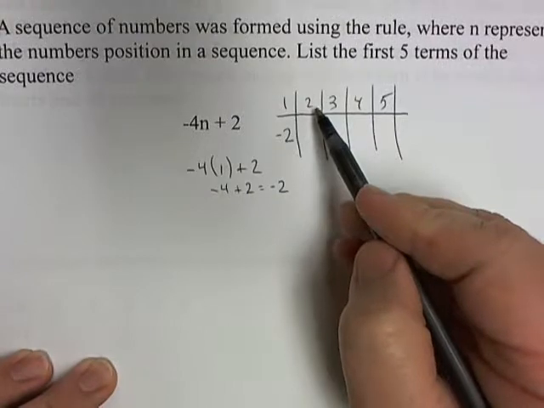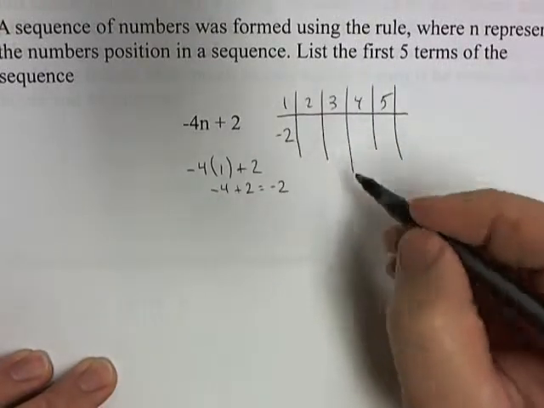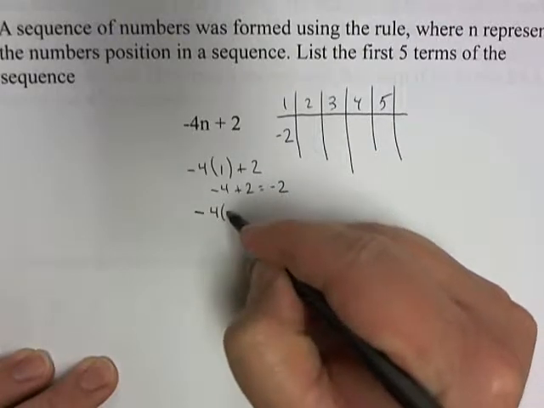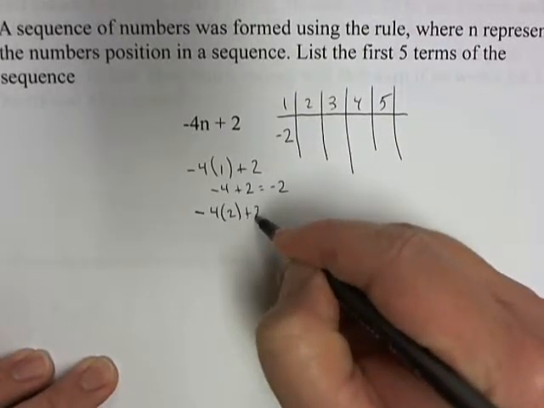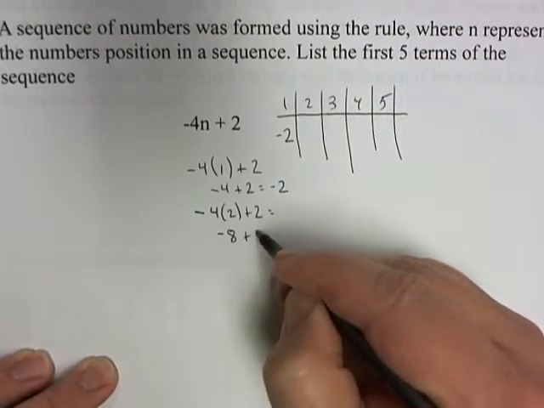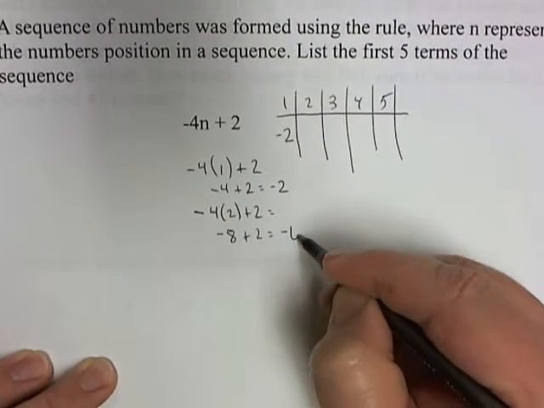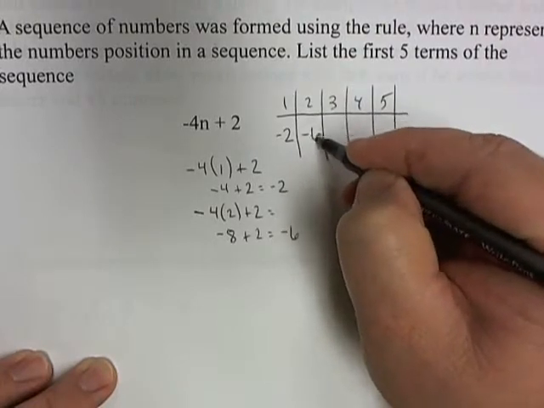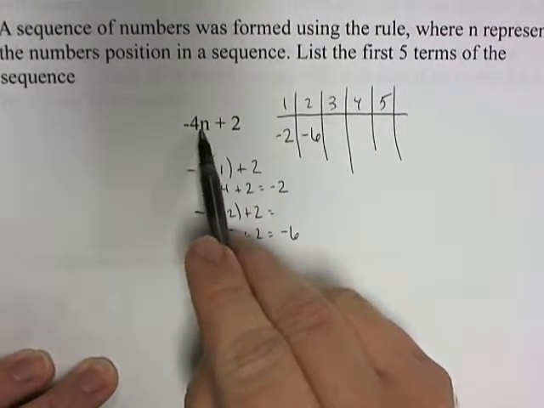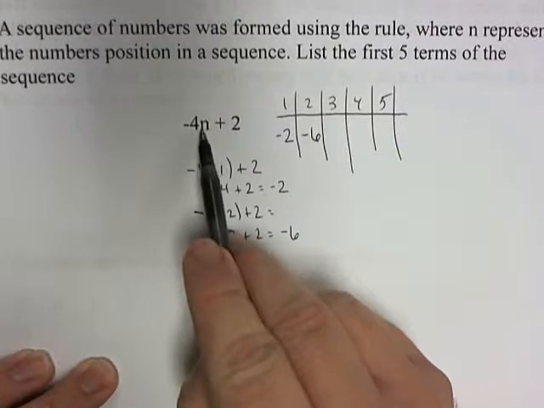Do the same thing to find the term value for the second position. Substitute 2 into the rule. So -4 times 2 plus 2. -4 times 2 is -8 plus 2. That equals -6. We've learned that the pattern is the number that is next to the variable n.